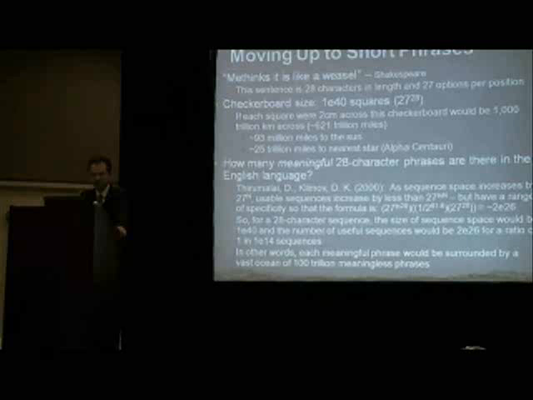If each square on our checkerboard were 2 centimeters in size, like yay big, how big would the whole checkerboard be for this sequence space? It'd be 1,000 trillion kilometers across, or 621 trillion miles. These numbers are huge. For example, how far is it to the sun? It's only 93 million miles to the sun, and it's only 25 trillion miles to the nearest star. So what's that in comparison to 621 trillion miles of our checkerboard? And this is only 28-character sequence space, okay?